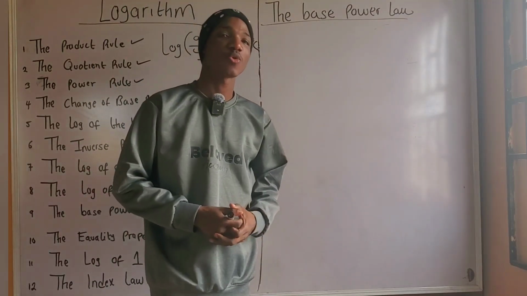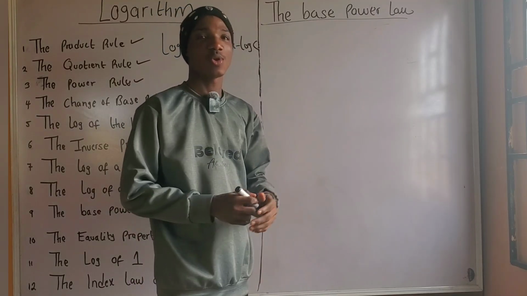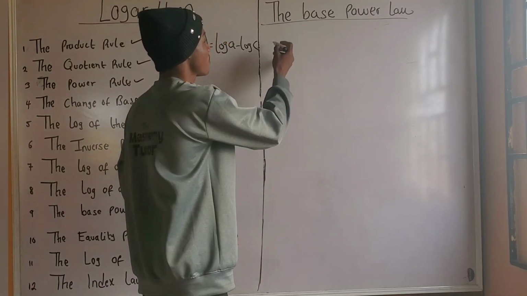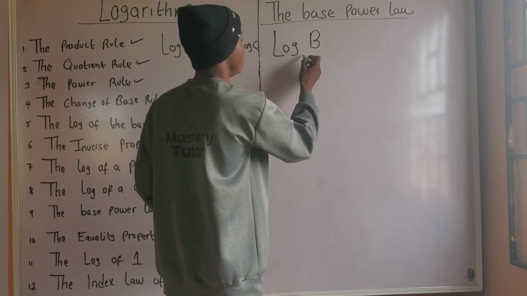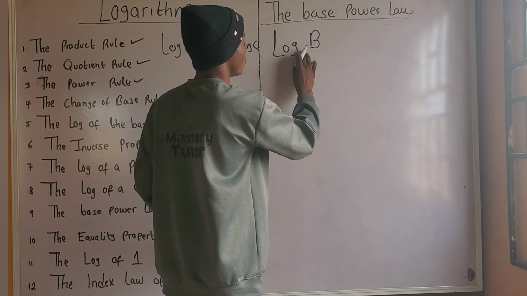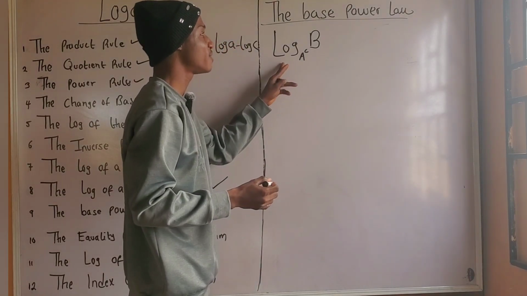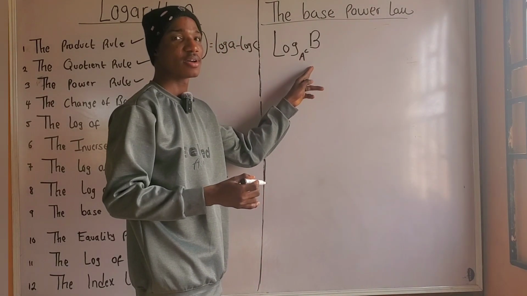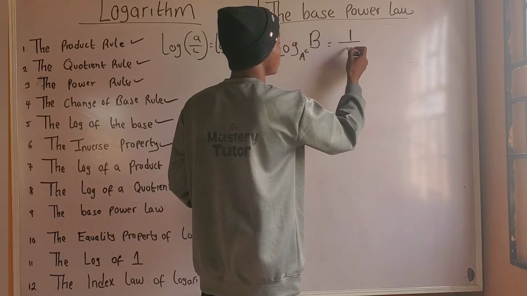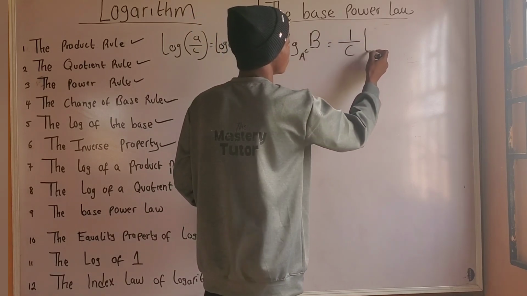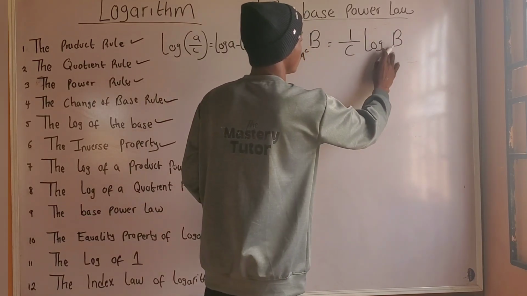Another important law of logarithm that we are going to look at is the base power law. That is, if you have a logarithm, maybe log b base a raised to the power of c, you can see that the base of this logarithm is raised to a power. The result of this kind of log will be the inverse of the power multiplied by the log. Okay, base a.